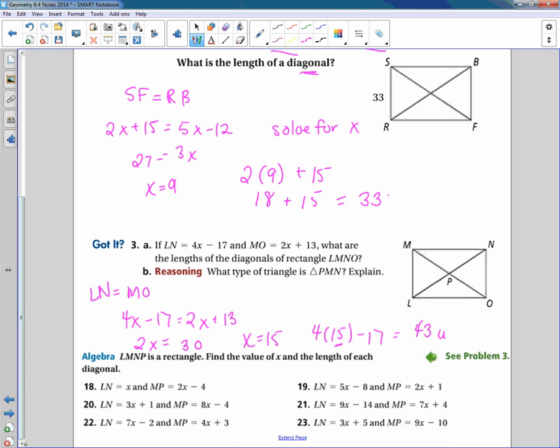U for units. The practice problems for this section are going to be 18 through 23, which are also found in 6.4. So I'll pause for a second and you can go ahead and complete 18 through 23.